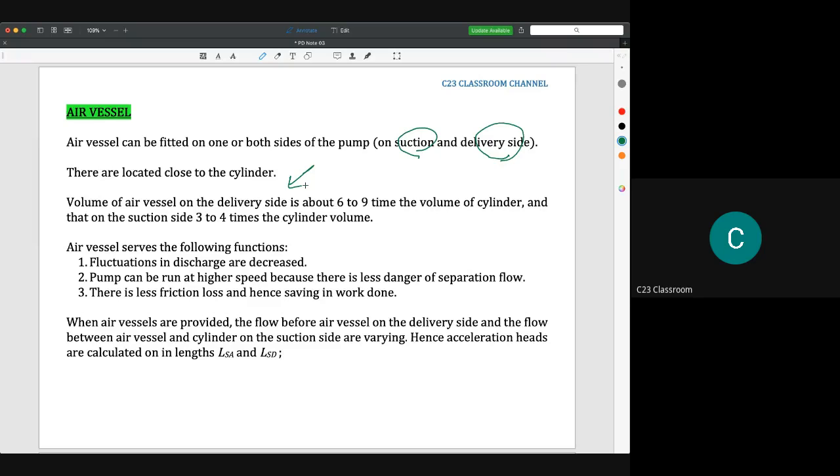If the volume of the air vessel on the delivery side is about 6 to 9 times the volume of the cylinder, and if you want to install it at the suction line, it is okay to just use about 3 to 4 times the cylinder volume. The air vessel here has a few functions, and the most important ones are shown here. First, it reduces the fluctuation of discharge.